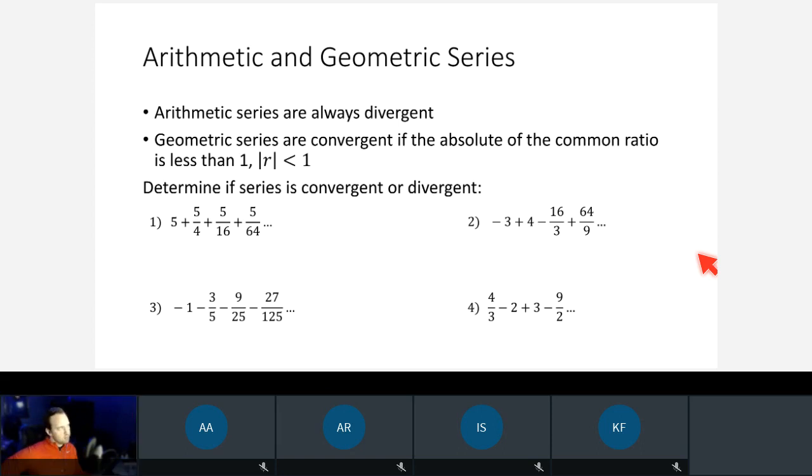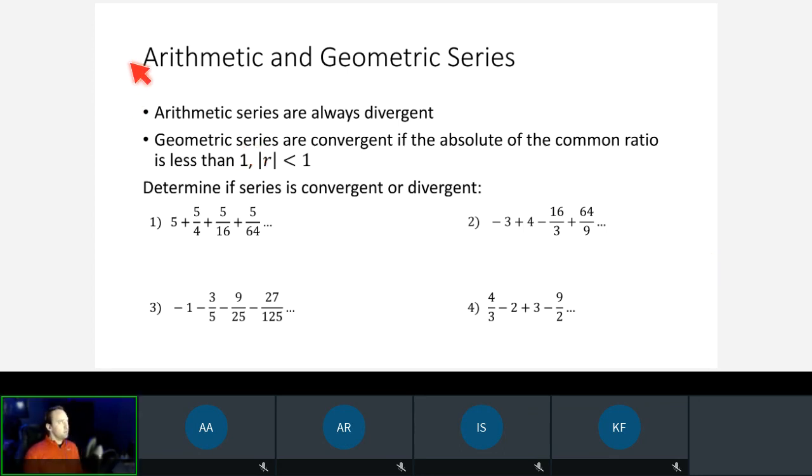Well, simply put, remember, arithmetic, you're either adding or subtracting a number, correct? So if you're going to add or subtract a number, you're either going to go positive infinity or negative infinity. Those are the only two choices, because you're adding the same number every single time. So either going up forever or down forever. That's why arithmetic is always going to be divergent. You were looking for a simple answer.